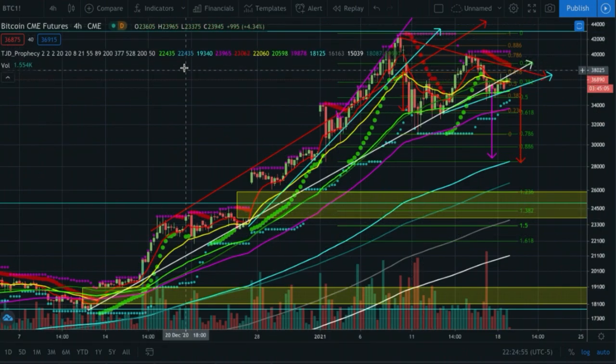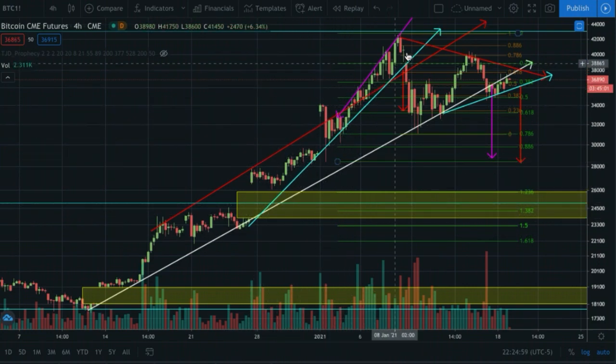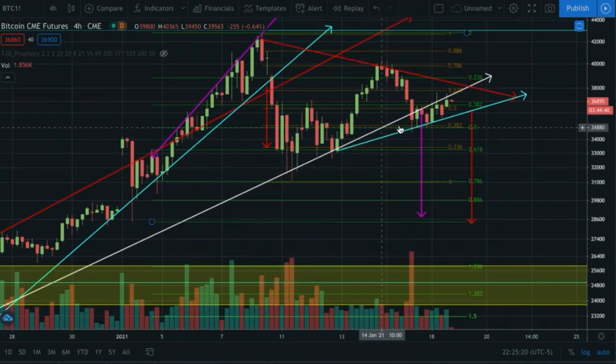Matter of fact, let me turn off the moving averages as well. We started forming this blue support here, moving away from the white line. We eventually broke down from it, lost it, and then found support at the white line. After that, we started getting our bounces. We put in a lower high, put in a higher high, and then we came back down and started essentially to retest that white line as support.